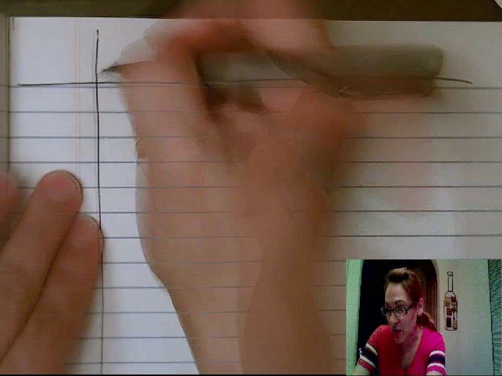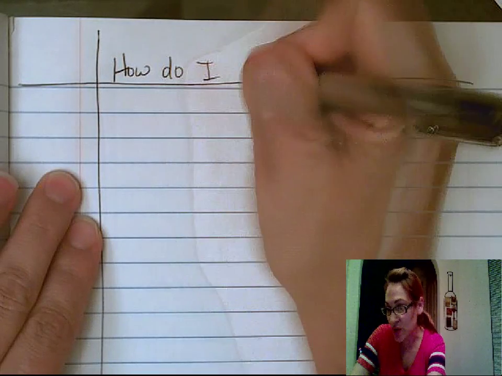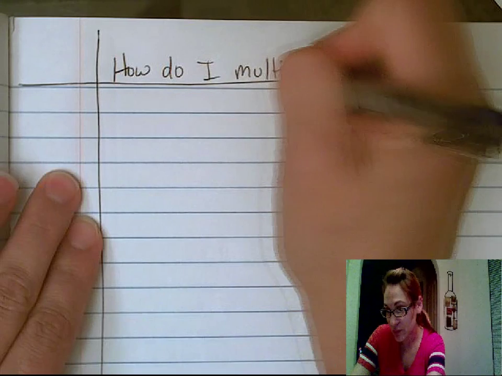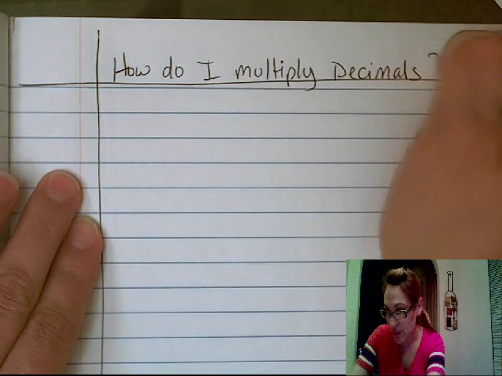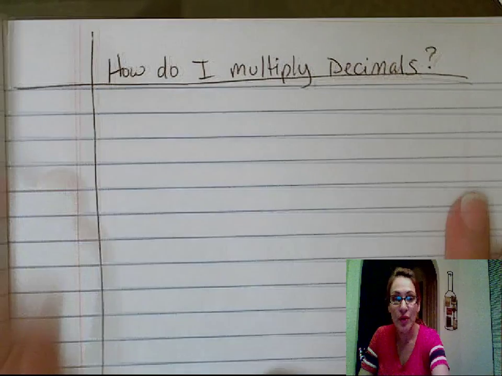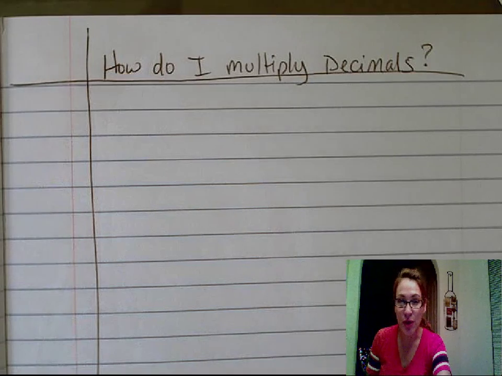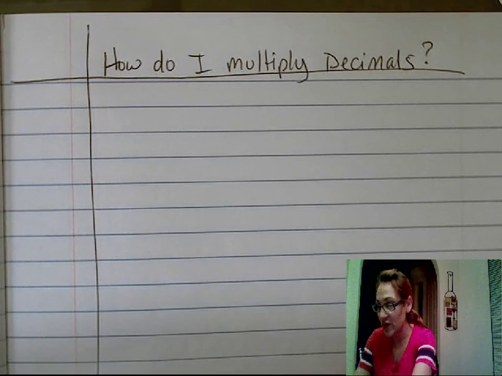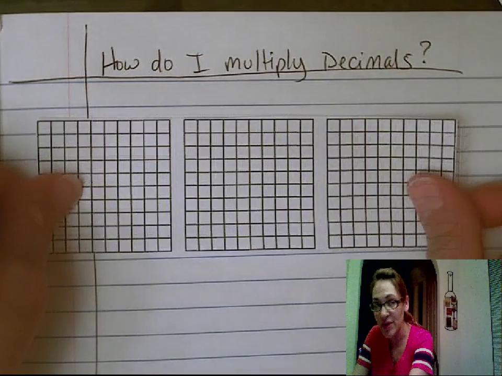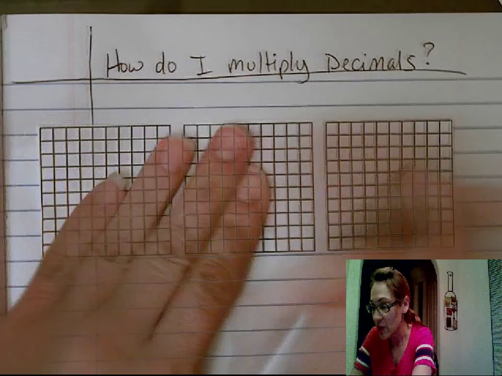Okay, today we're going to be taking notes on how do I multiply decimals. So that's the same as your EQ. Make sure you have drawn in your Cornell lines to take Cornell notes. And you should have your handout that I gave you, your hundreds grid. Just kind of glue it down. Give yourself some room there.